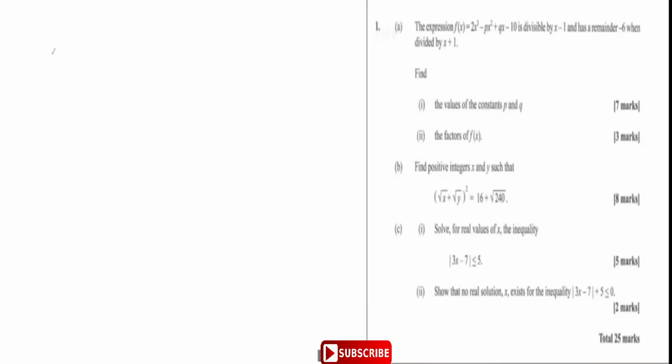Welcome. Today we're going to be going through integers x and y such that the square root of x plus the square root of y is equal to 16 plus the square root of 240. So you have root x plus root y squared is equal to 16 plus the square root of 240.